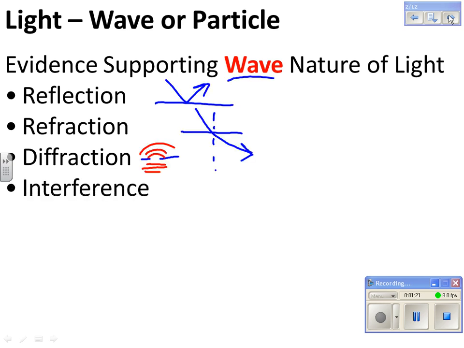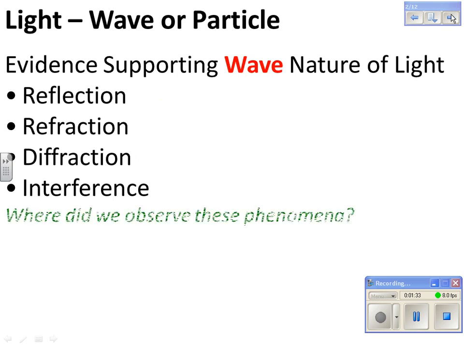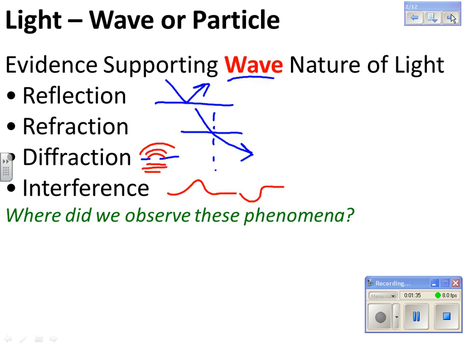Interference. We've also talked about interference before. Something's coming this way, something's going that way, and that can interfere. Kind of cancel each other out. It could be constructive or destructive. So interference is another example of wave behavior. These are all examples we talked about.